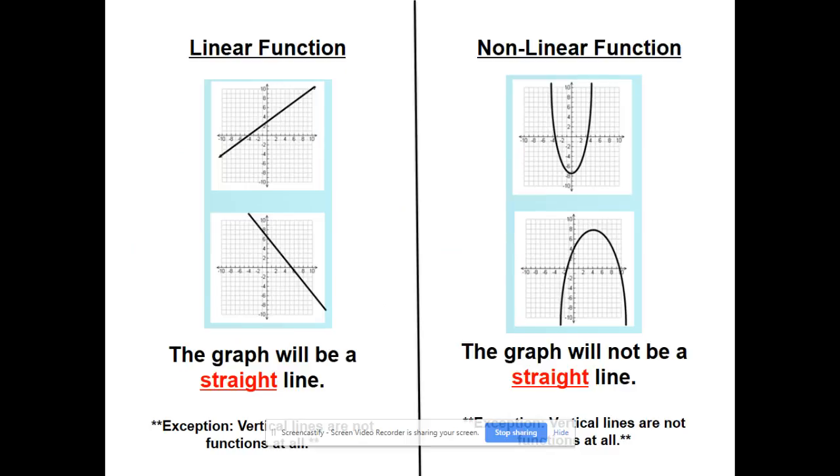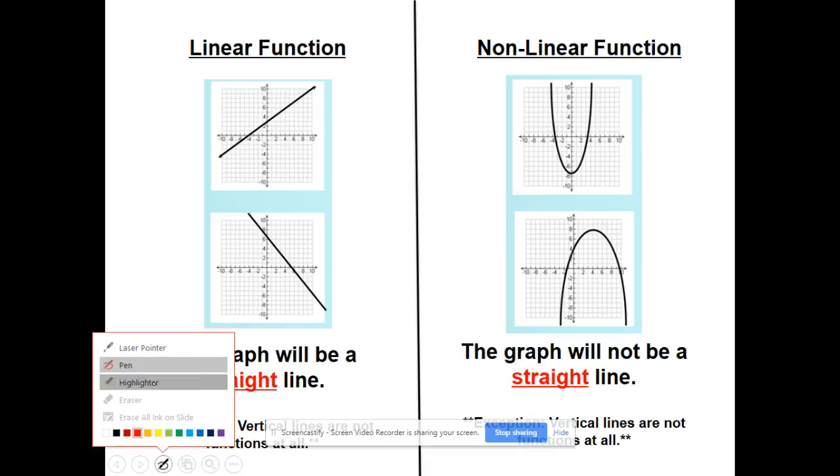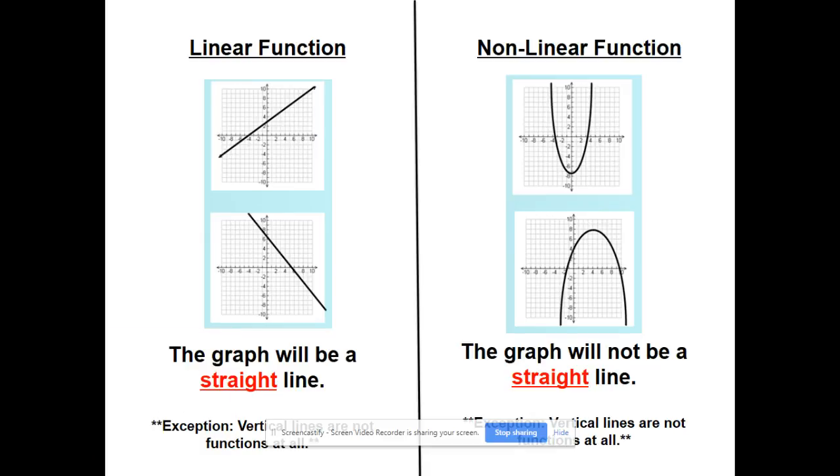Now let's look at graphs. When we are looking at a graph, to know whether it is linear or nonlinear, all we have to do is look at the word linear. Right in the word linear is the word line. Linear means line. So if a graph makes a straight line, it's a linear function. If a graph does not make a straight line, it is nonlinear or not a line.